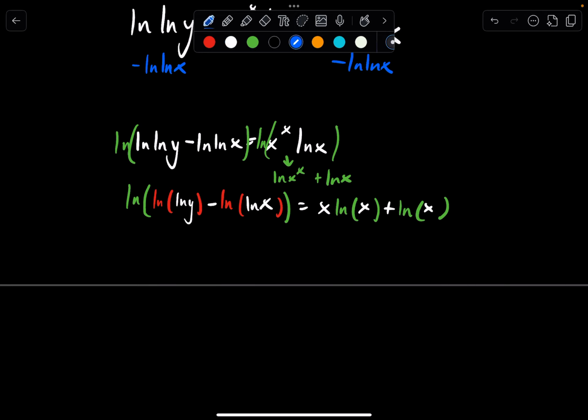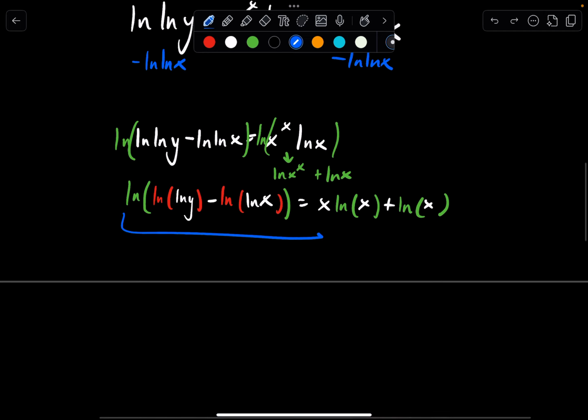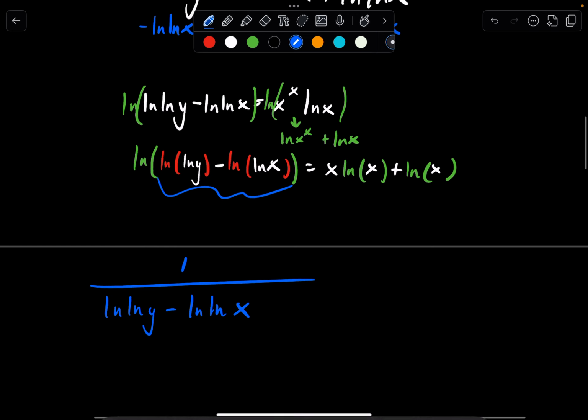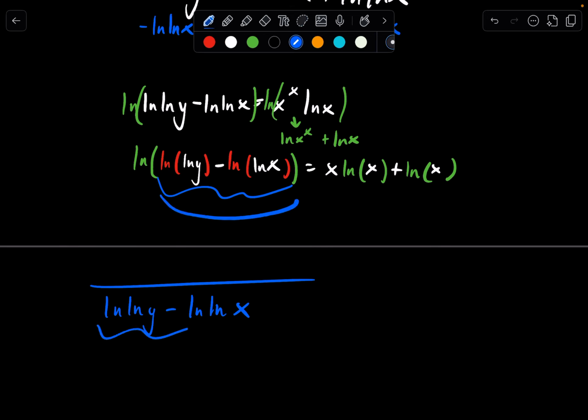On the left-hand side, let's take the derivative of this giant log. So the derivative of this first would just be 1 over the parameter of the giant log. So then we get 1 over this entire thing, which is natural log of y minus natural log of x, multiplied in the numerator by the derivative of this entire parameter right here. So what's the derivative of this, basically?